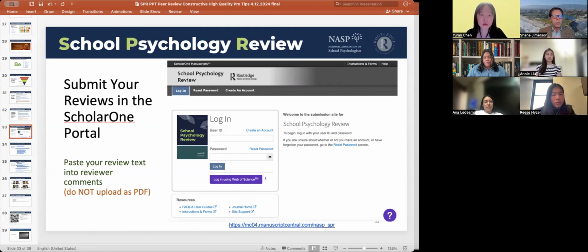There is an option to attach it, but it's better for us if you paste your review text into the box for reviewer comments that will be shared with the authors. The reason for this is that if you upload a Word file or a PDF or anything else, it just means that one of the action editors, usually myself, ends up having to copy and paste that information over into the author's feedback box so that when it comes into the letter format, it's all there, rather than having these attachments hanging out there.